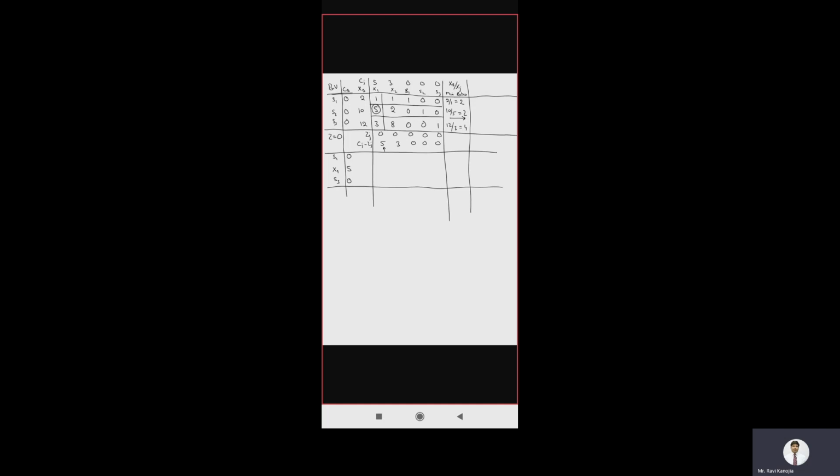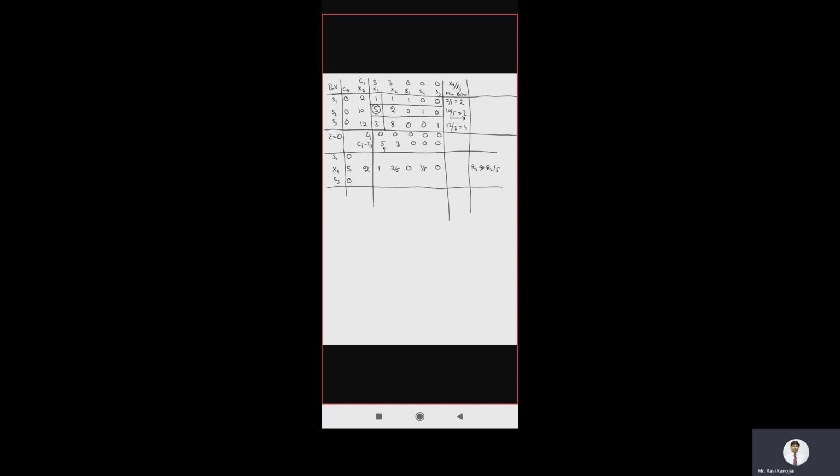Now, in order to make 5 as 1, we'll use the transformation R2 tends to R2 divided by 5. Only then can we make the 5 as 1. 10 divided by 5 is 2. 5 divided by 5 is the value of 1. Then I have 2 by 5. We have a 0. We have 1 by 5. We have 0. That is the value of the second row, R2 to R2 divided by 5.